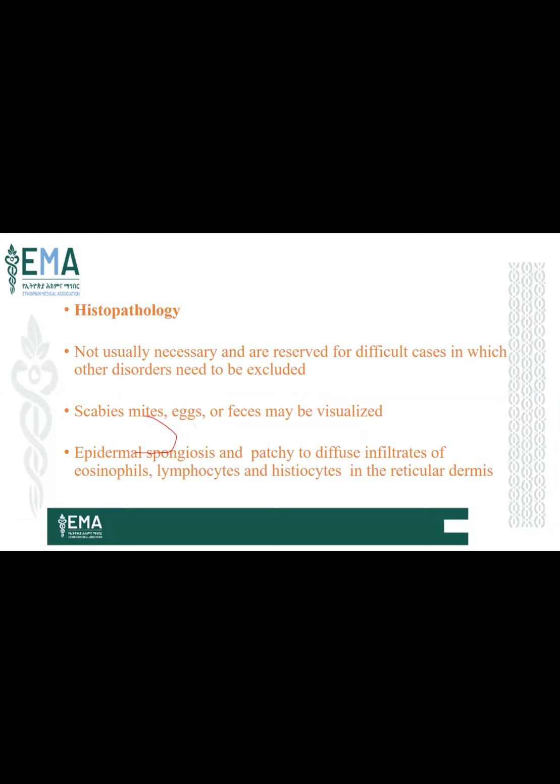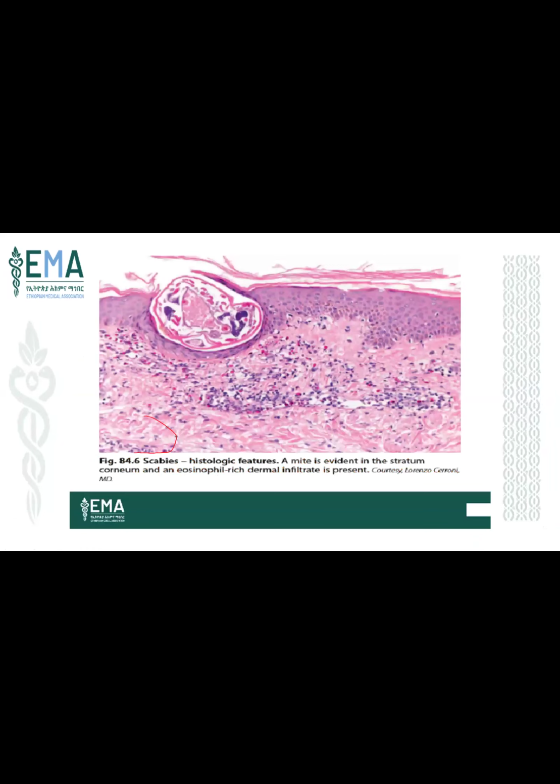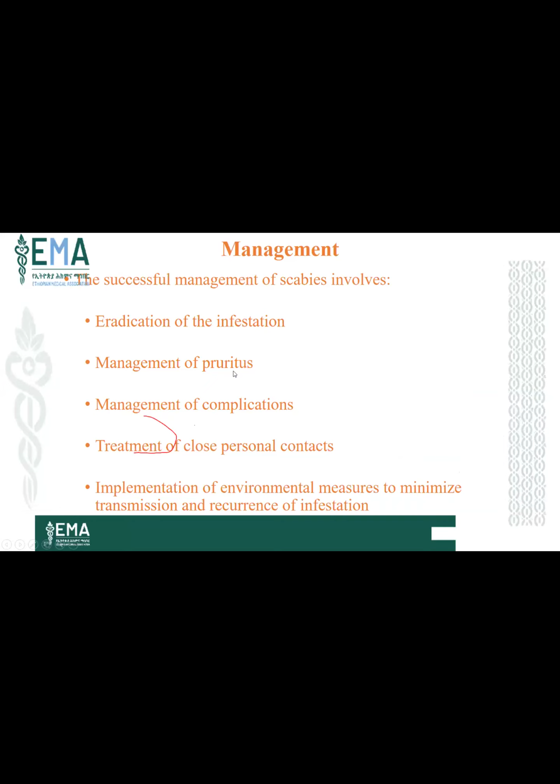We don't usually do histopathology or skin biopsy for scabies diagnosis unless we want to rule out other differential diagnoses. If we do histopathology, the scabies mite, the egg, or the feces might be visible. In addition to that, we may also see epidermal spongiosis and diffuse dermal infiltrates. This is histopathology taken from a patient with scabies. As we can see, the scabies mite resides in the upper stratum corneum of the epidermis, and also we can see epidermal spongiosis and diffuse inflammatory infiltrates in the dermis composed of lymphocytes, and eosinophils are also visible.